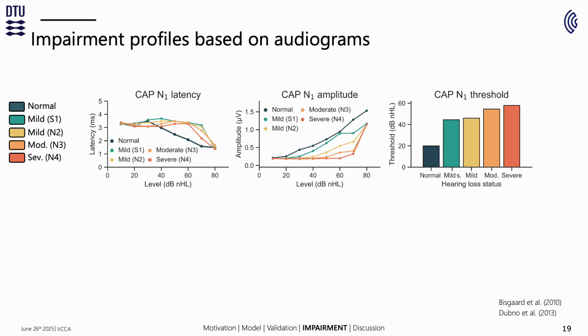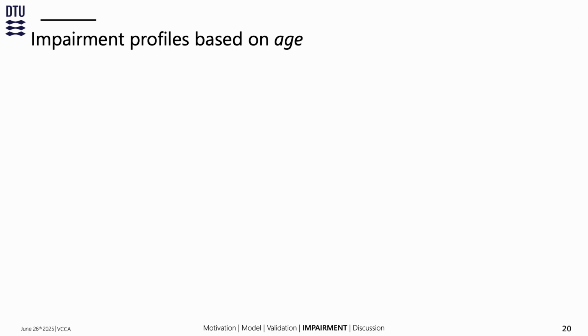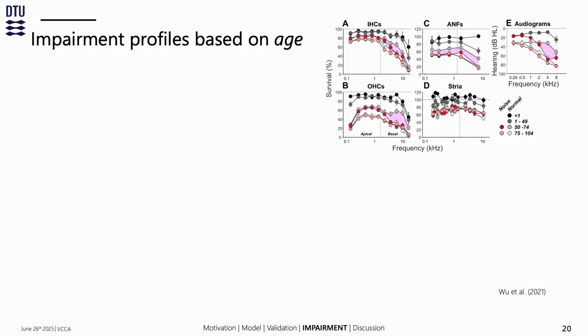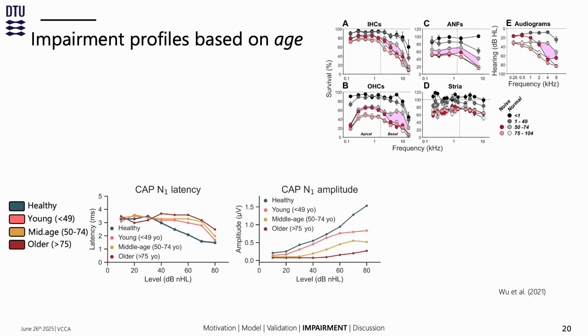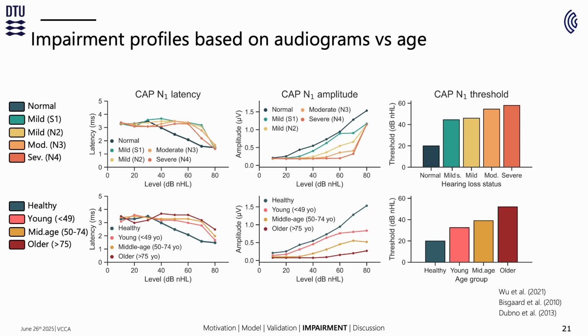These are profiles of different severities based on audiograms, but we can also look at age. This is histopathological human post-mortem data with different survival of different types of cells. Here we can create, same as before, profiles based on aging and look at how the responses to the CAPs vary in latency, amplitude, and threshold, and we can compare these profiles based on audiograms and age. These are all simulations to clicks, the CAPs. We can also look at different ones.